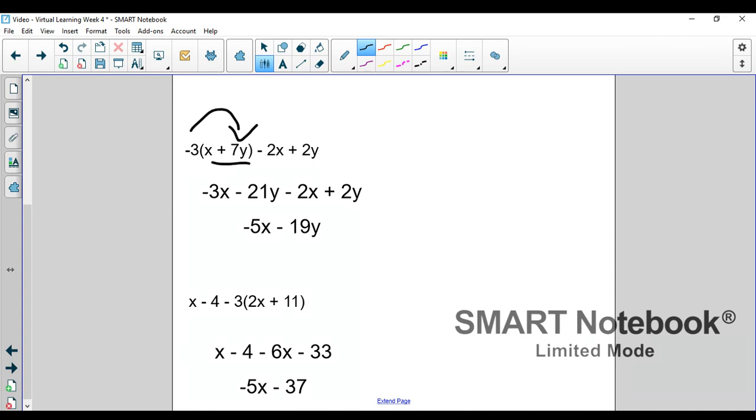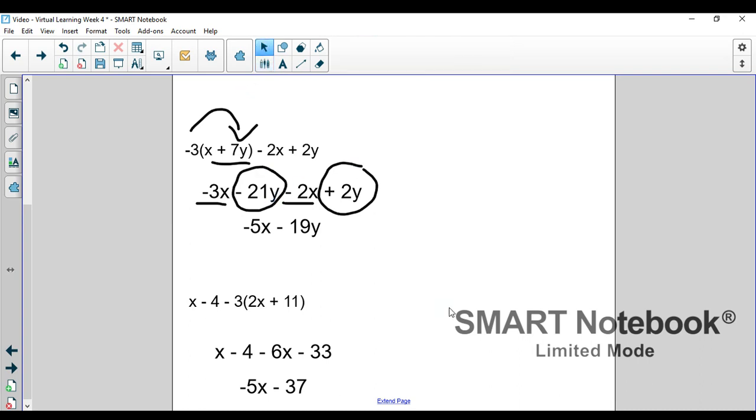From there, I'm going to combine my x's with my x's. I have -3x minus 2x. Again, being careful of my symbols, -3 minus 2 gave me -5x. And then I have -21y plus 2y, different sign, subtract, keep the sign of the larger number, and I would end up with -19y. Again, the order does not matter. You could have had -19y minus 5x, which gives you the same exact equivalent answer.